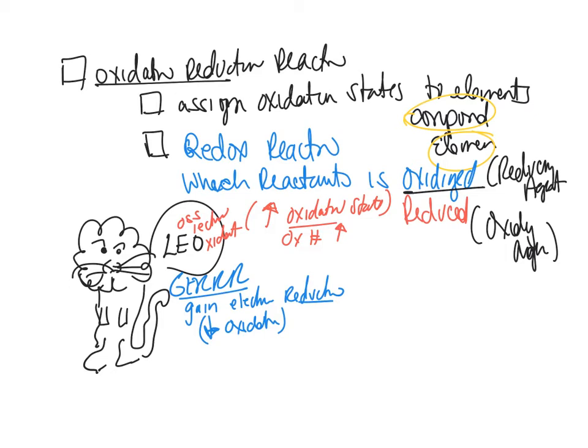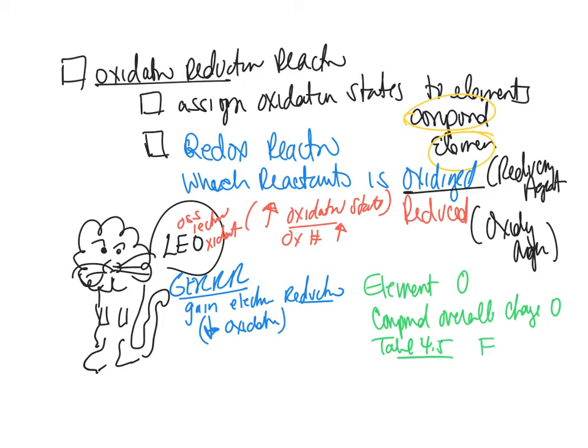Some of the rules: in any element, the oxidation state is 0. Oxidation numbers don't really exist. We just give them numbers and apply these rules in order to make sense of it in our own world. Oxidation numbers in a chemical species, so in a compound, the overall charge is 0. You've already been doing this in order to do nomenclature. Oxidation states of fluorine, so there's a table, 4.5. And so fluorine is always a -1.